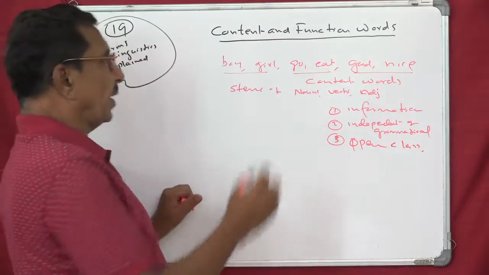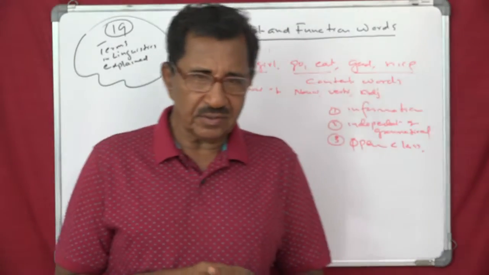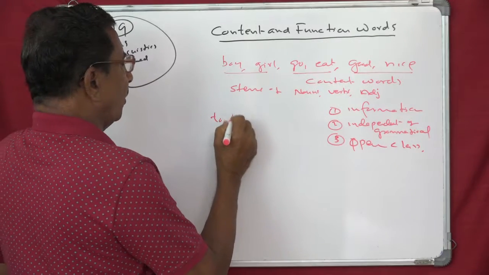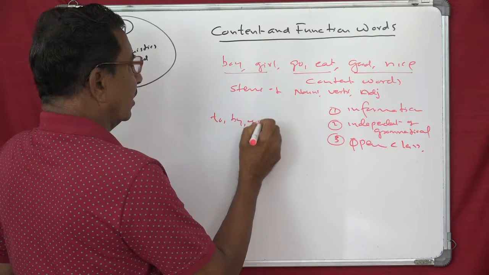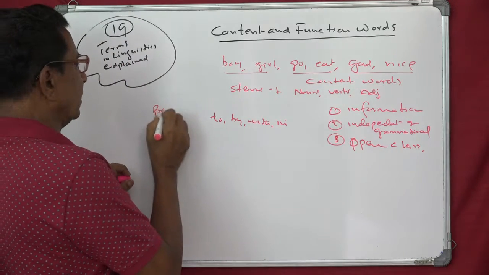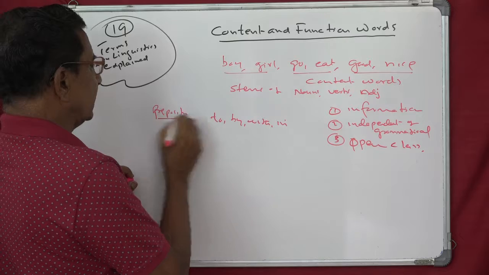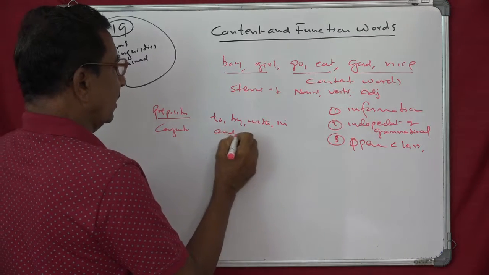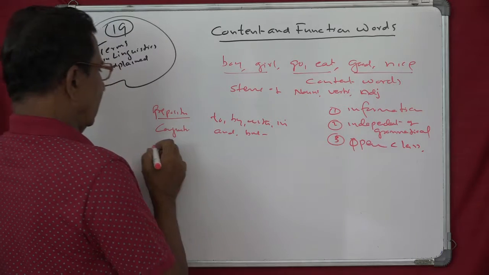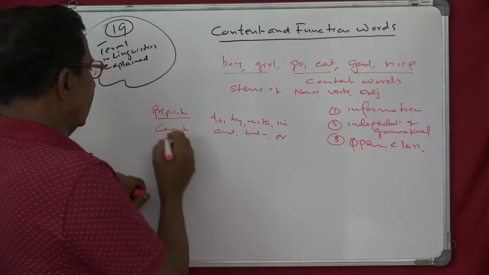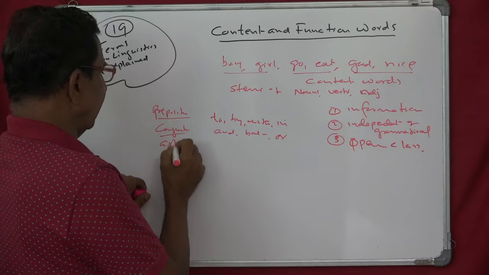Now we can take the function words. Function words means prepositions: to, by, with, in, and so on. One is prepositions. Then we have got conjunctions, like and, but, and then you have or, these are conjunctions. And then you have got articles.